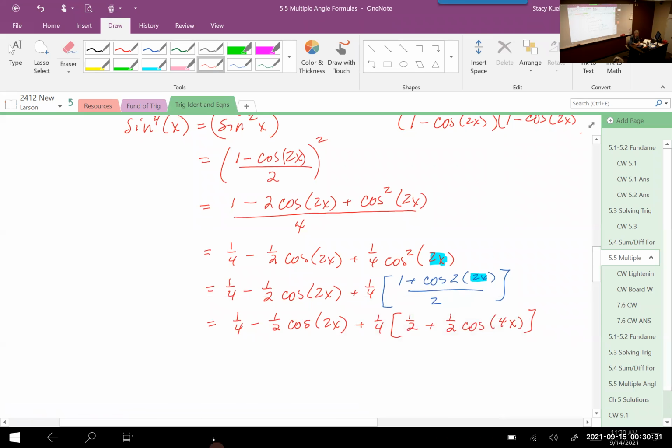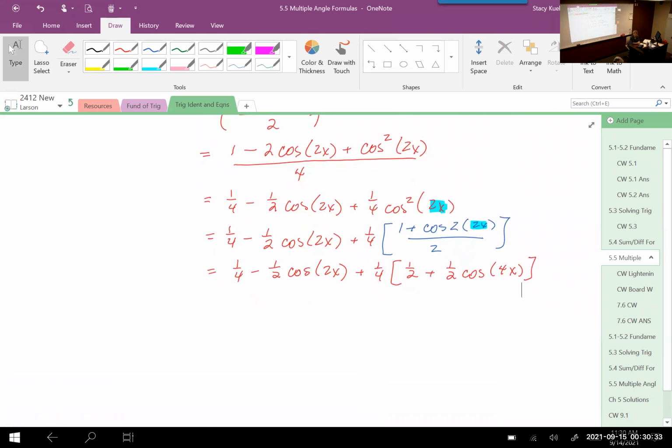All I did was simplify what was inside of the blue set of parentheses right there. And it's easier for me to distribute. So I have 1/4 minus, so where'd you get the cosine 4x? Cosine 2 times 2x. So that's all in the angle position. So 2 times 2x is 4x. So I have 1/2 cosine 2x plus 1/8 plus 1/8 cosine 4x.